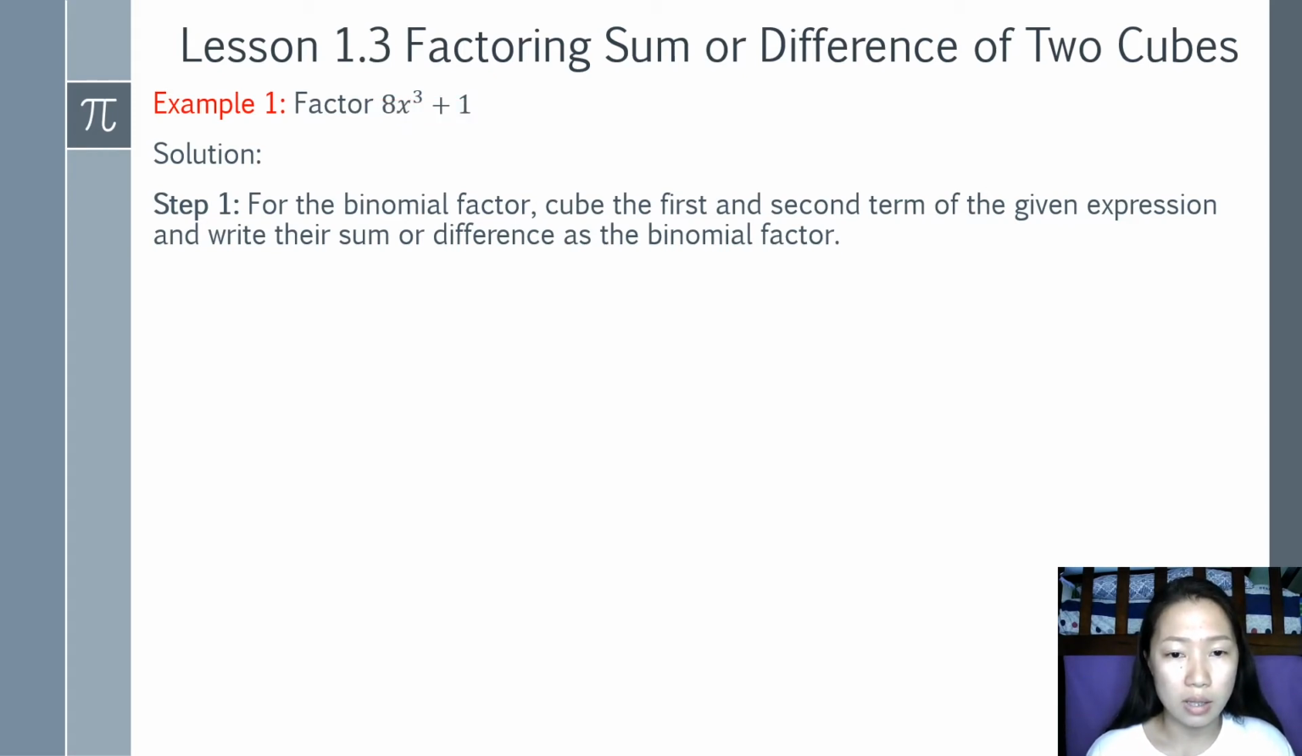Okay? What is the cube root of 8x cubed? Right. The cube root of 8x cubed is 2x. Ma'am, bakit po 2x? I-times mo ng tatlong beses si 2x sa sarili niya and you're gonna get 8x cubed. And what is the cube root of 1? Correct. The cube root of 1 is 1. Because 1 times 1 times 1 is 1.